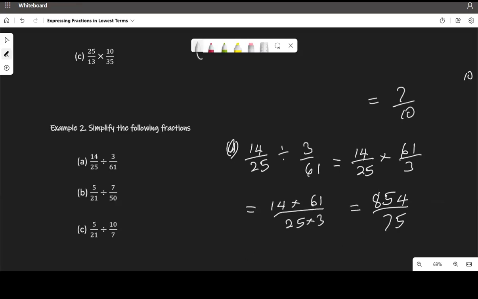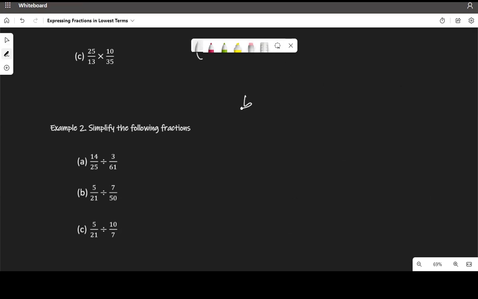So let's divide 854 by 75. That is 11, remainder 29. So 29 over 75. So our answer is 11 whole number 29 over 75. And then the second one, that is B.